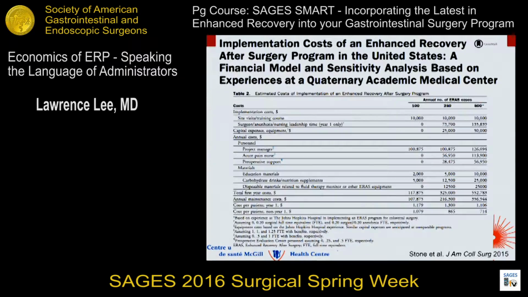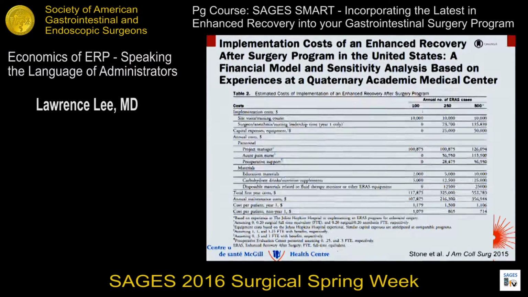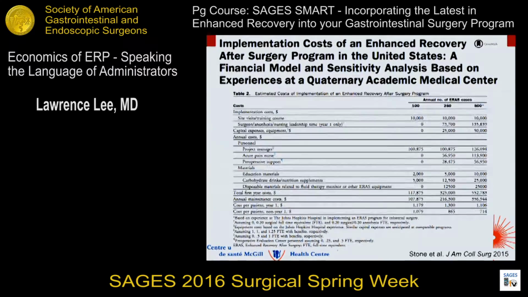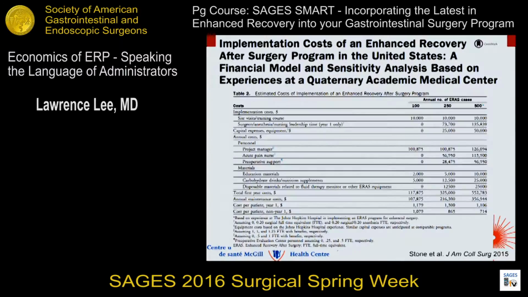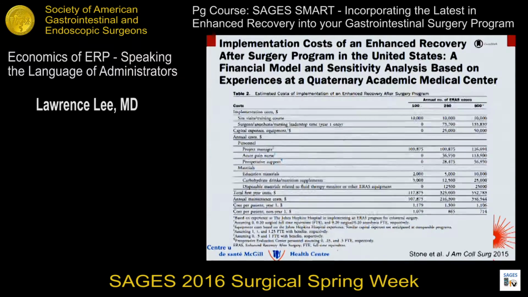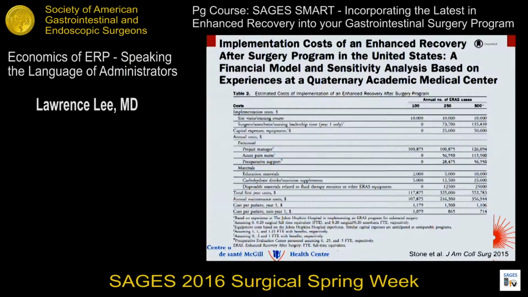So how does this compare to the US? We know that American salaries are a little bit different. American costing structure is a little bit different. So this is a paper published out of Johns Hopkins University, and they did a relatively detailed analysis of the implementation costs of an enhanced recovery pathway at their quaternary care institution. So if we go through in detail, they've based it on the number of perceived enhanced recovery cases.